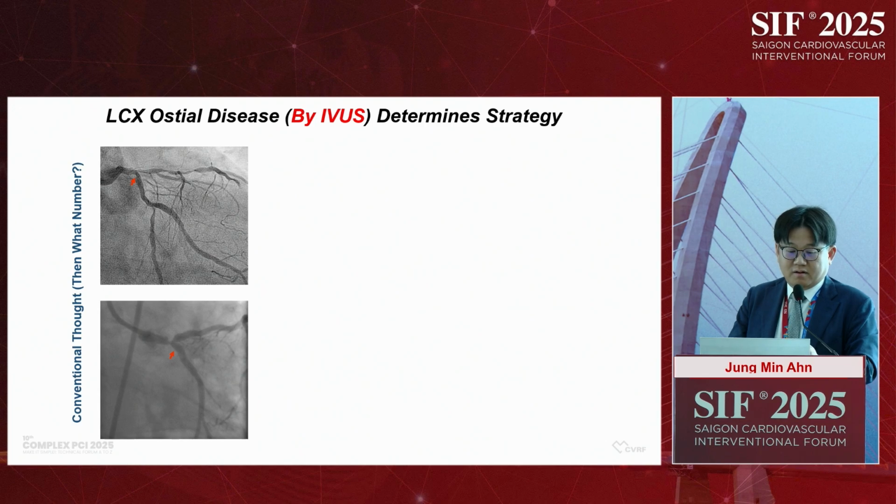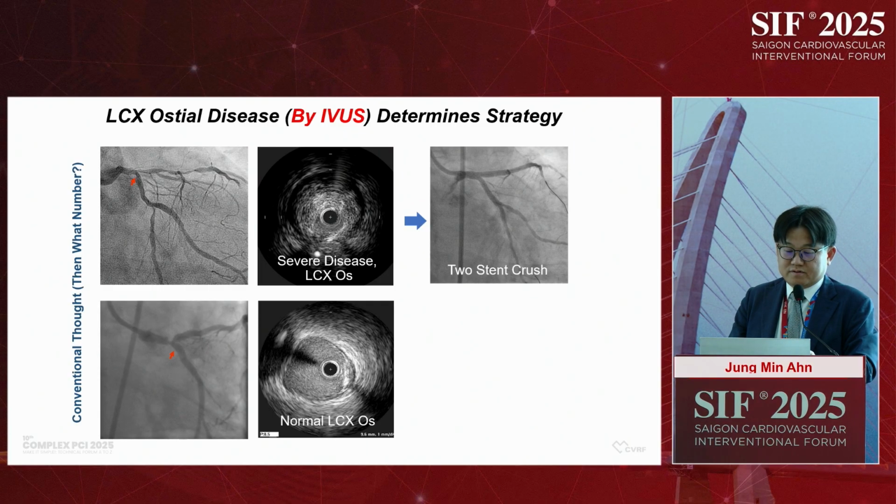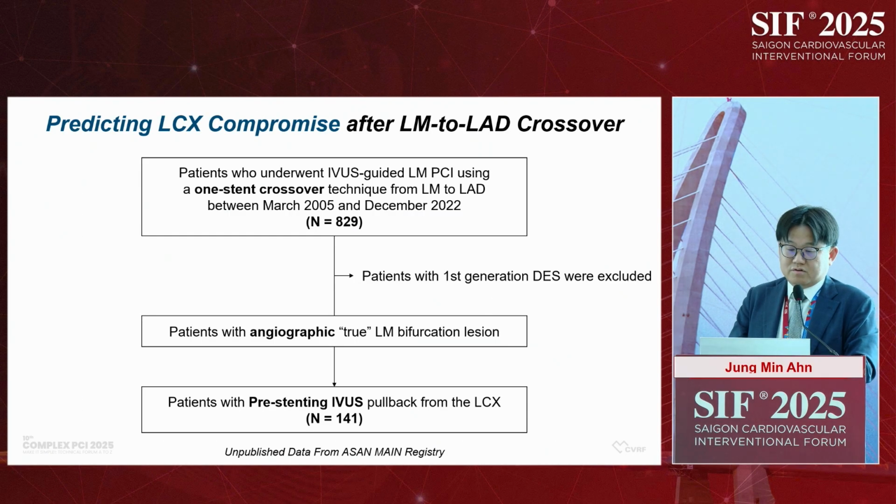This is a very important example case. In the upper panel and lower panel, the circumflex ostium looks tight. But if you look at the IVUS intracoronary imaging, in the upper panel the circumflex ostium is very tight, but in the lower panel the circumflex ostium looks fine. So in the upper panel we can treat with the upfront two-stent technique. In the lower panel we just do the simple crossover. So IVUS evaluation of the circumflex ostium is very important to determine two-stent or simple crossover stenting.